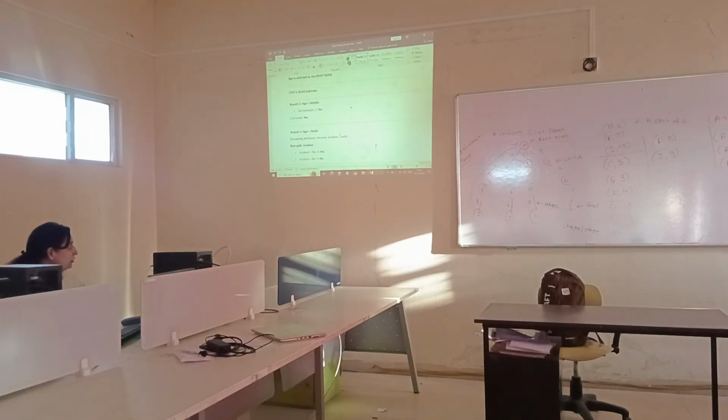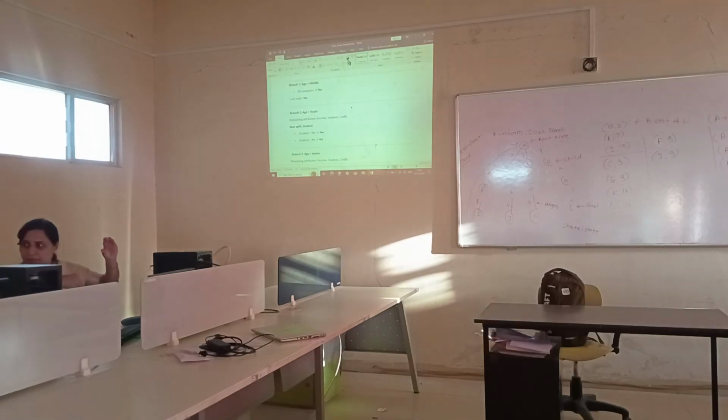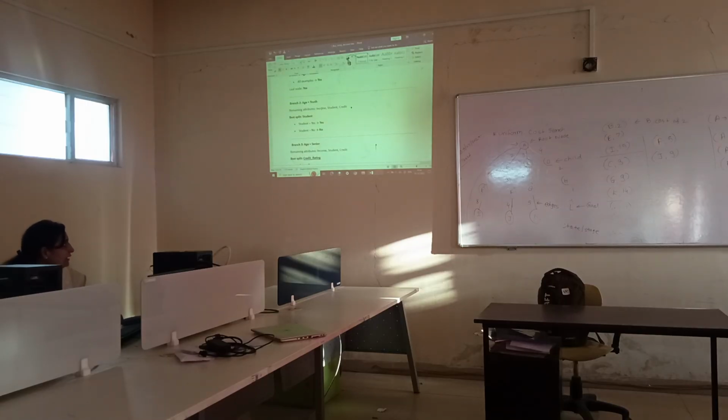After that, for youth, which node will come after youth? The remaining nodes are income, student, and credit. Now again calculate the information gain for income, student, and credit. Here you will get that student has the maximum information gain.